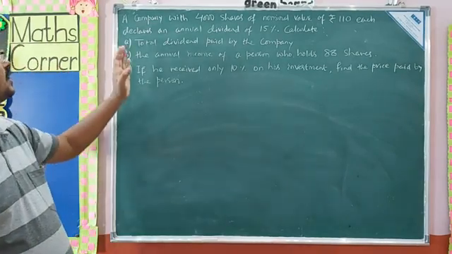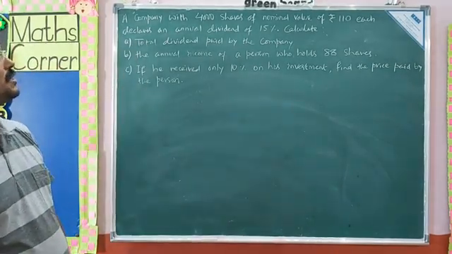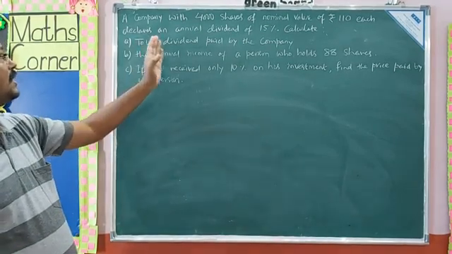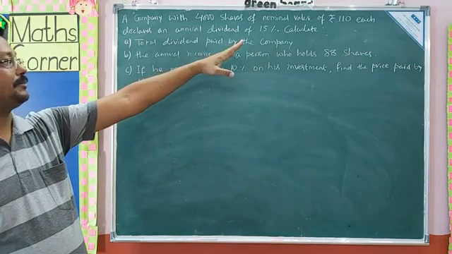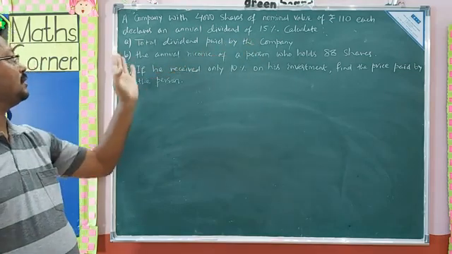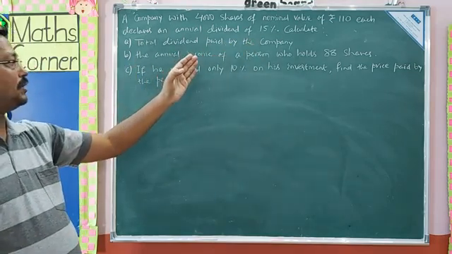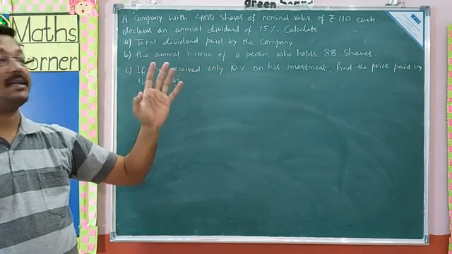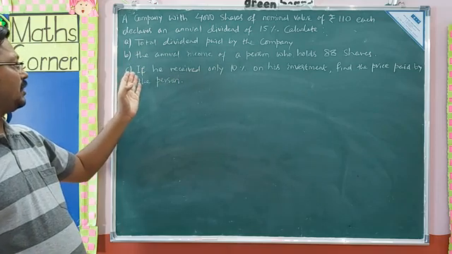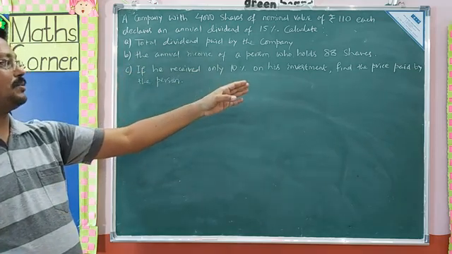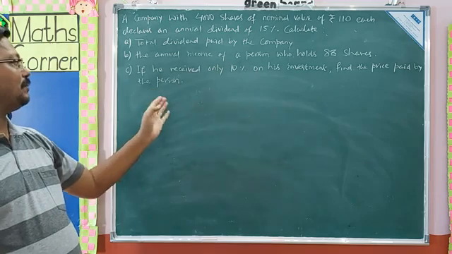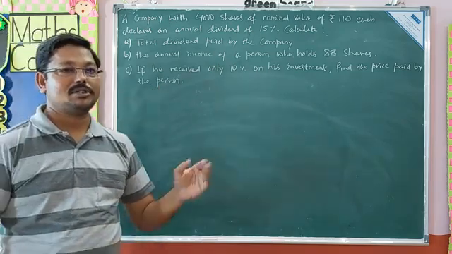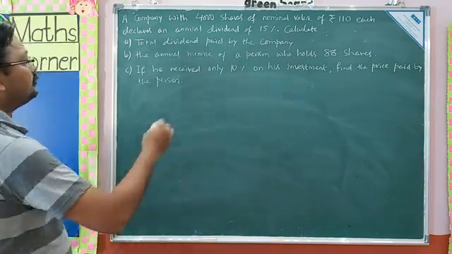So our next question is: a company with 4,000 shares of nominal value of rupees 110 each declares an annual dividend of 15%. We need to calculate the total dividend paid by the company, and the annual income of a person who holds 88 shares. Third, if he received only 10% on his investment, find the price paid by the person. It means the market value paid by the person. So step by step we will solve this.